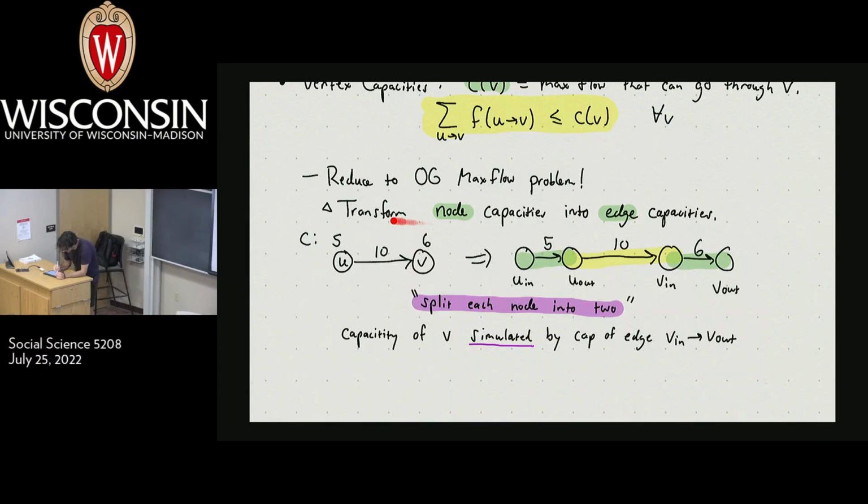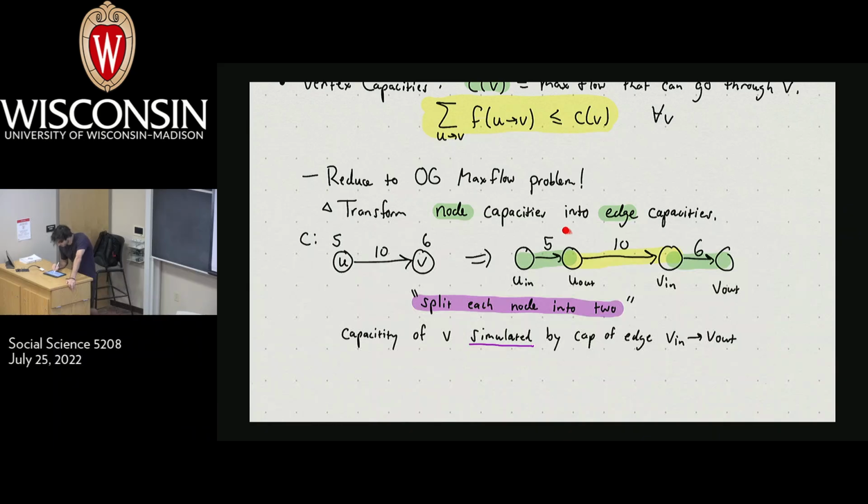So if you watched any of the recent videos on graph reductions, we actually did this same thing in the videos, but here it is again. So we're going to take a directed edge, U to V, that has a capacity of 5 on U, a capacity of 6 on V, and a capacity of 10 on the edge.